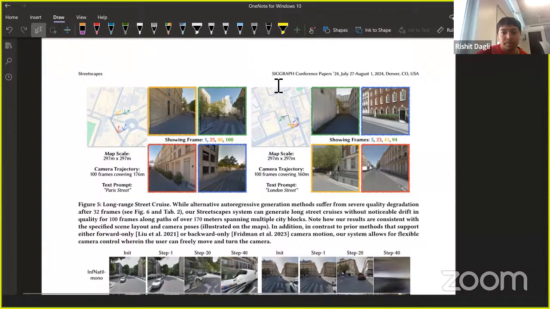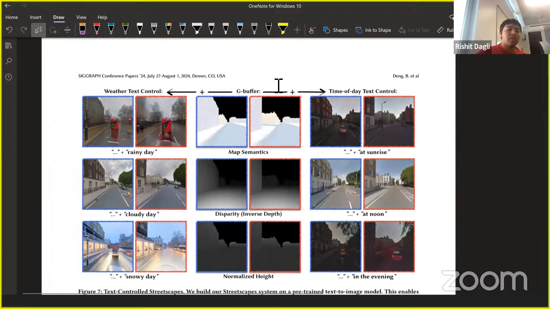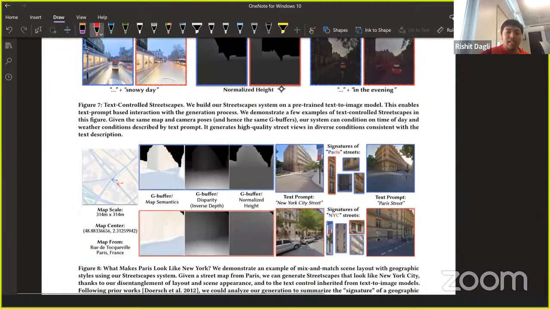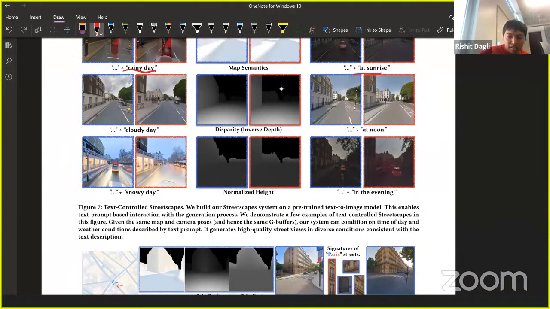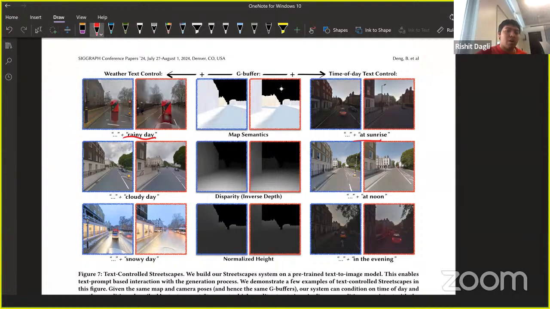They have this thing where they can also do text prompts, because it's as simple as adding text to the conditioning vector. So you can quite literally just add a text prompt. They show you can do rainy day at sunrise, or even something else like in the style of Paris or whatever. And then it actually generates according to that.